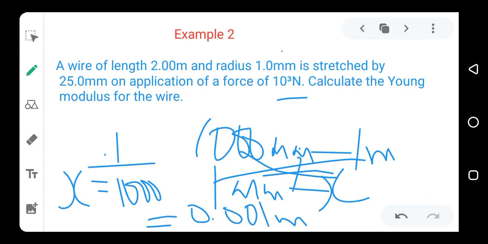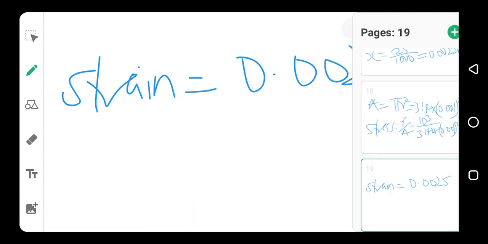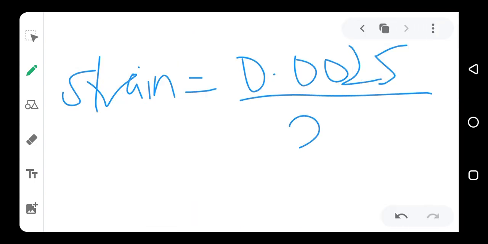If they say it is stretched to, then we know that that leads to a new length, but "by" means that this is the increment itself. So this is the extension. So that is why we are using it as the extension. So we put this value over the original length. The original length is 2 meter. There is no conversion to do there because it's already in meters.